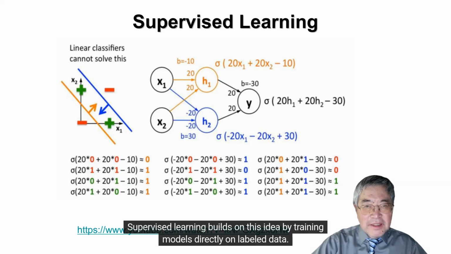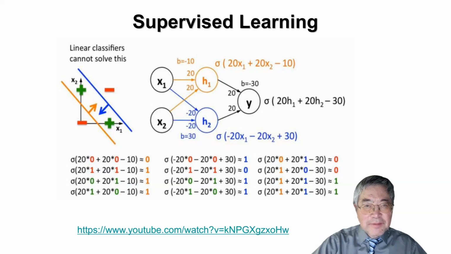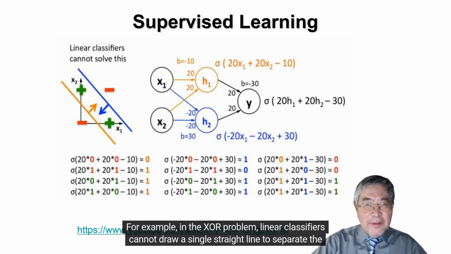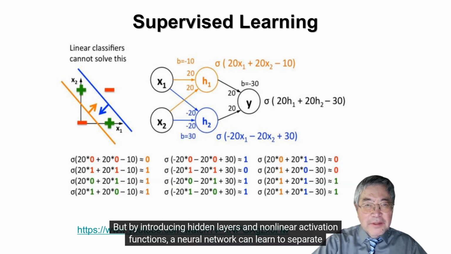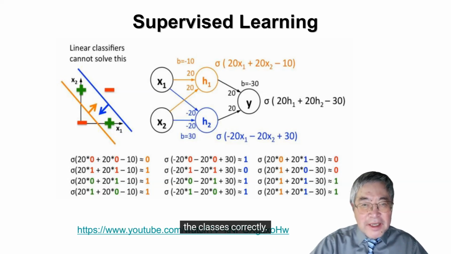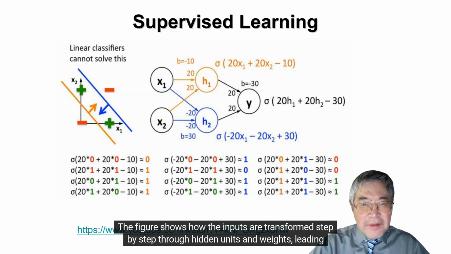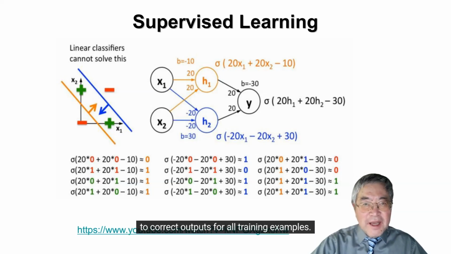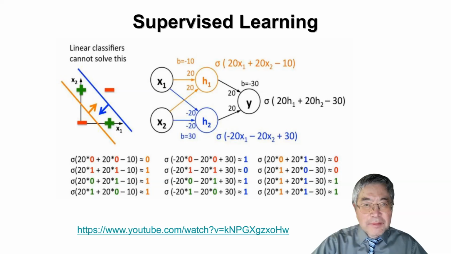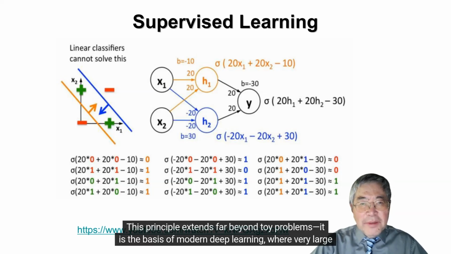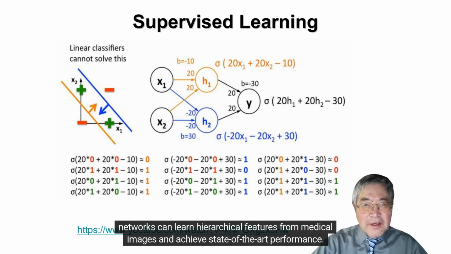Supervised learning builds on this idea by training models directly on labeled data. For example, in the XOR problem, linear classifiers cannot draw a single straight line to separate the classes. But by introducing hidden layers and nonlinear activation functions, a neural network can learn to separate the classes correctly. The figure shows how the inputs are transformed step by step through hidden units and weights, leading to correct outputs for all training examples. This principle extends far beyond toy problems. It is the basis of modern deep learning, where very large networks can learn hierarchical features from medical images and achieve state-of-the-art performance.